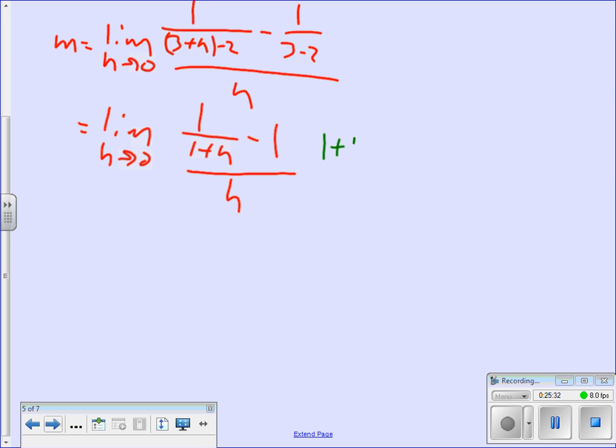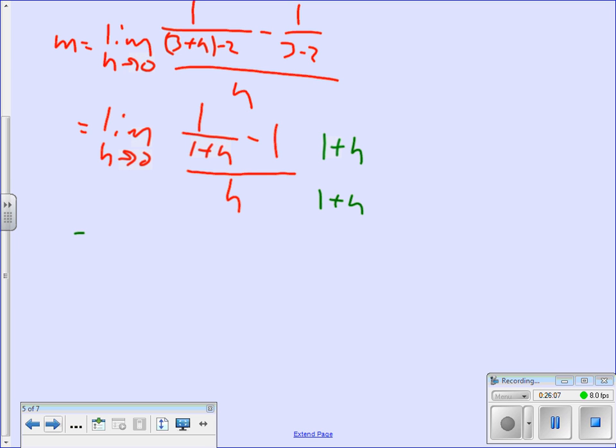So I multiply times 1 plus h. If I do that to the numerator of the whole fraction, I need to do that to the denominator. So I'm actually multiplying by 1, because 1 plus h divided by 1 plus h is 1. Multiplying by 1 will not change the value of my fraction. It strictly changes its appearance, but not its value. That's why we multiply by something over itself.